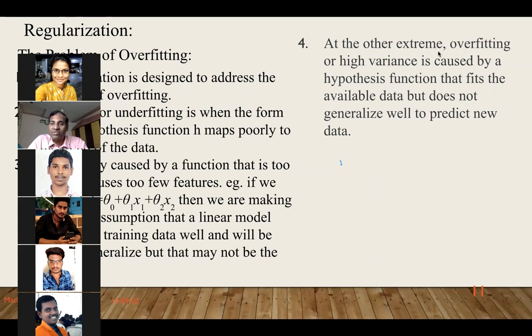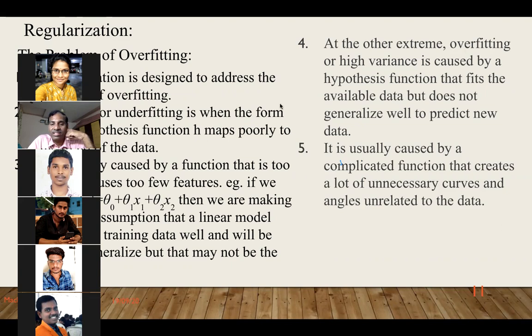At the other extreme, overfitting or high variance is caused by a hypothesis function that fits the available data but does not generalize well to predict new data. This is overfitting, which we discussed. It is usually caused by a complicated function that creates a lot of unnecessary curves and angles unrelated to the data.